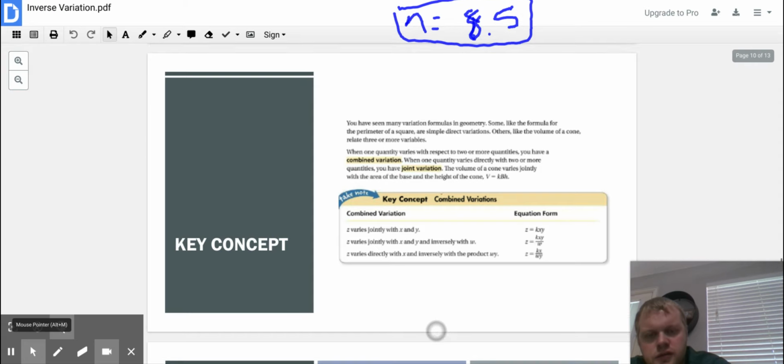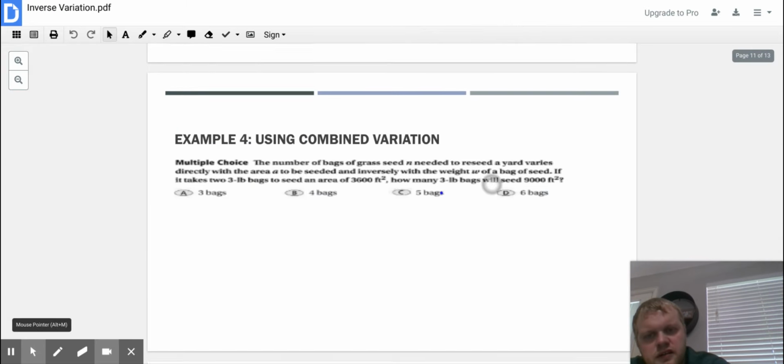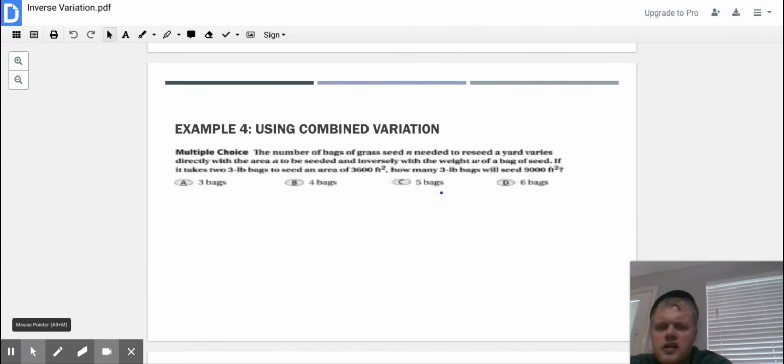Okay. All right, so here is another example that we can look at here. Example 4, using combined variation here. So the number of bags of grass seed N needed to reseed a yard varies directly with the area A to be seeded and inversely with the weight W of a bag of seed. So if it takes 2 3-pound bags to seed an area of 3,600 feet, how many 3-pound bags will seed 9,000 feet squared?